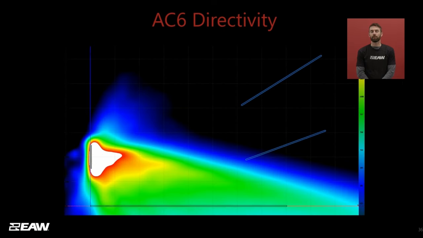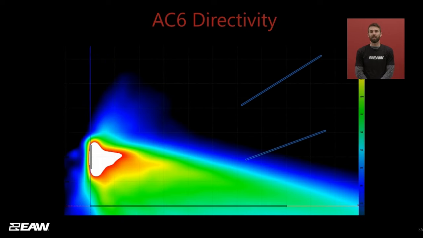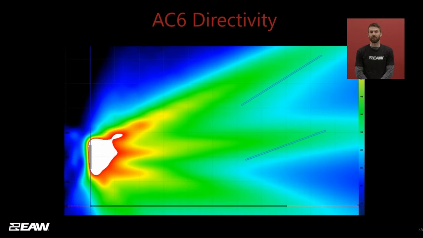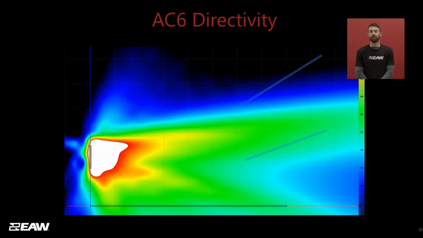Here we have a venue with a floor and two balconies being covered by an array of three AC6. The first slide is both balconies unselected as an audience area, the second slide is only the top balcony disabled, and the last slide is the full venue.